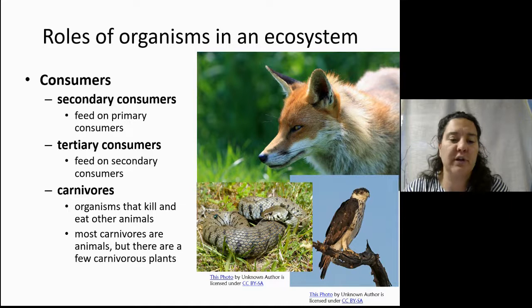So for a tertiary consumer, it would be like the hawk that's going to eat the snake that ate the mouse. So the mouse was the primary consumer, the snake was a secondary consumer, then the hawk was the tertiary consumer.